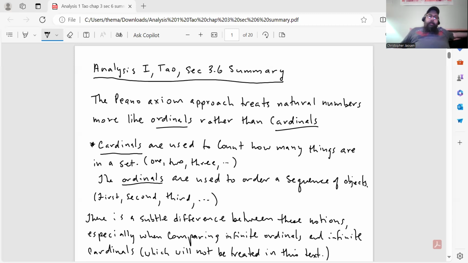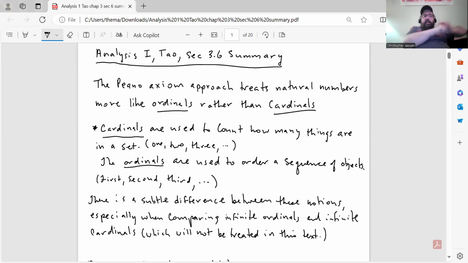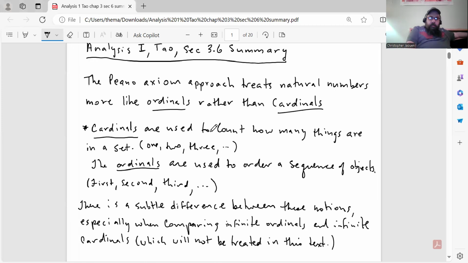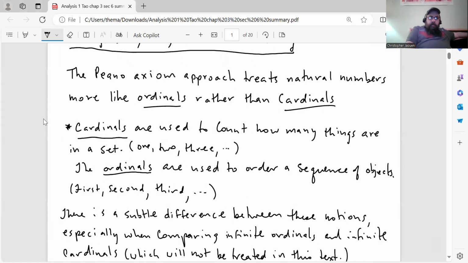Okay, so section 6 in chapter 3 is about cardinality of finite sets. Oops, why did I get smaller? Right, there we go.